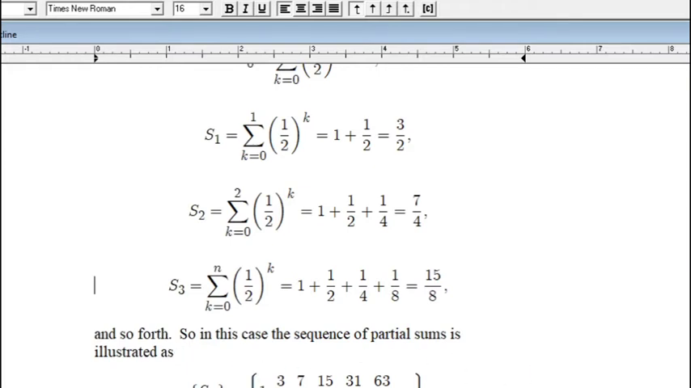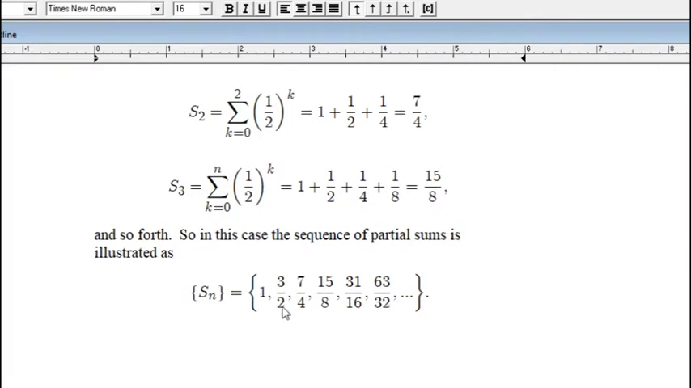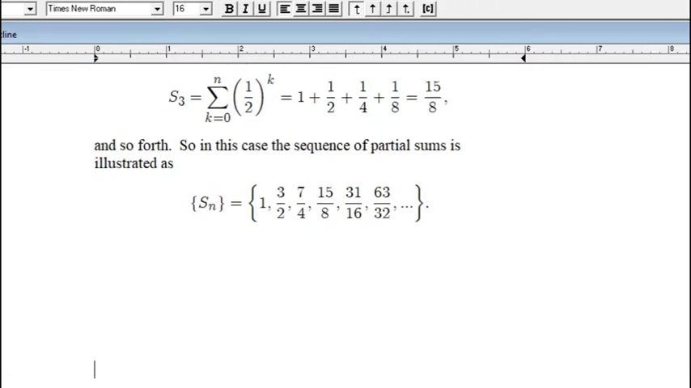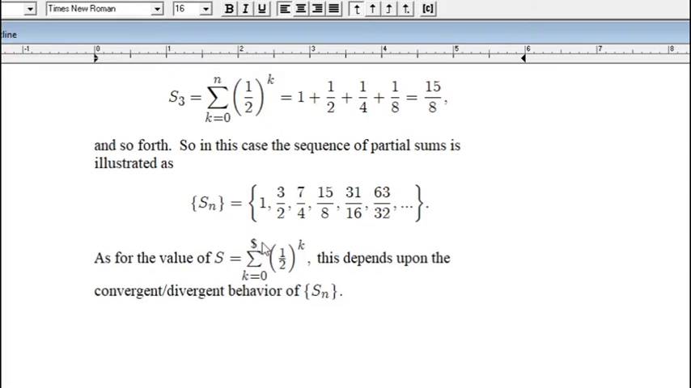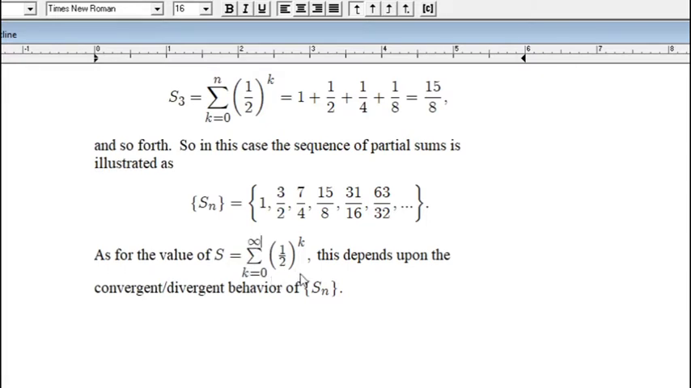So in the case of the sequence of partial sums, we might say that the first 1, 2, 3, 4, 5, 6 terms would be the values 1, 3/2, 7/4, 15/8, 31/16, 63/32, and so forth, heading off towards infinity. And as we had noted, this sequence of partial sums can be examined to help draw some conclusions about the value of S. As for the value of S, in this case S equal to that summation from k equals 0 up towards infinity for 1/2 raised to the kth power, this would depend upon the convergent or divergent behavior for the sequence of partial sums.